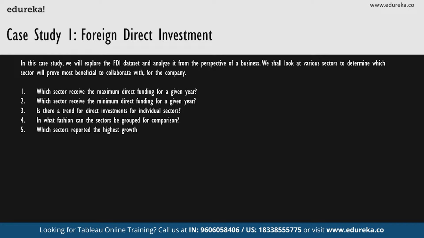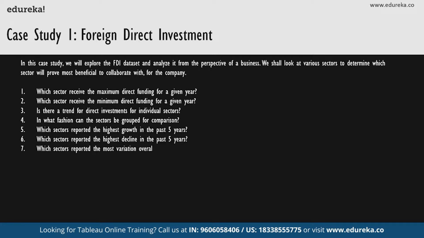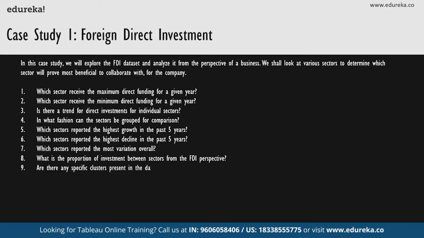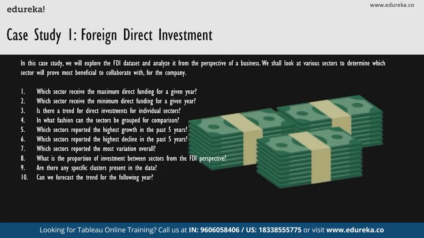We shall look at various sectors and determine which of those will prove most beneficial to collaborate with as a company, as a venture. And we are going to answer a couple of questions along the way, like the maximum and minimum direct funding for a given year. We are going to also find out the trends for direct investments for different sectors and how they can be grouped or clustered together. We are also going to determine the sectors with the highest and least growth in the last 5 years, and sectors which have a little shaky performance throughout the years.